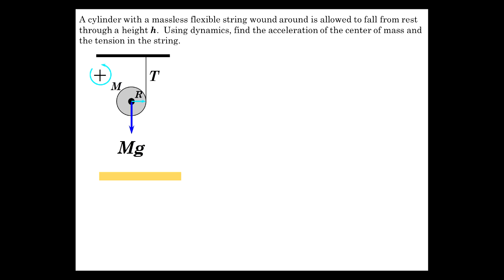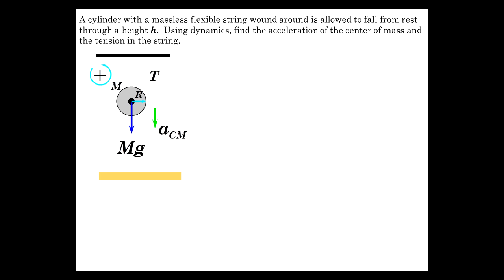Let's once again consider that cylinder that's falling from being attached to the ceiling, rotating down to the floor. This time let's find the acceleration of the center mass and the tension in the string. So we have mg acting straight down. Of course, tension acts upward from this point right here.